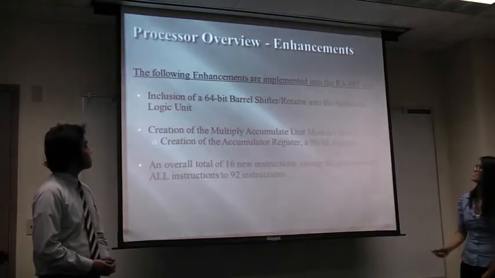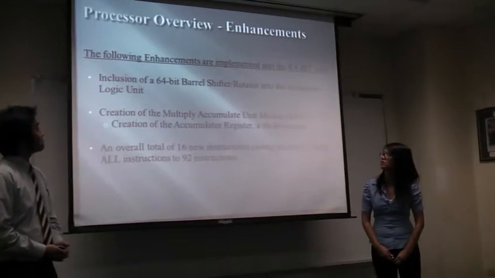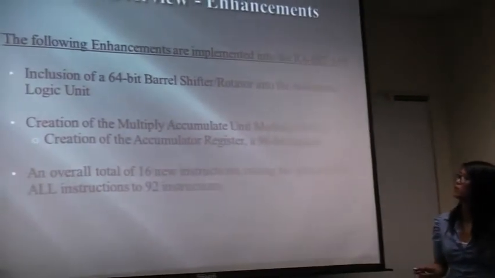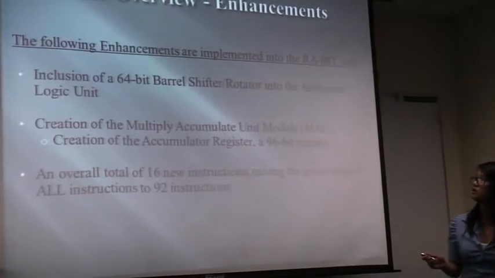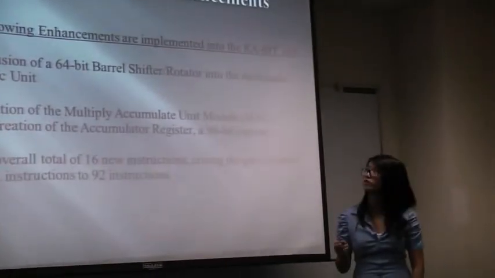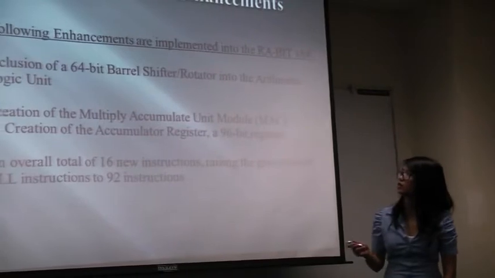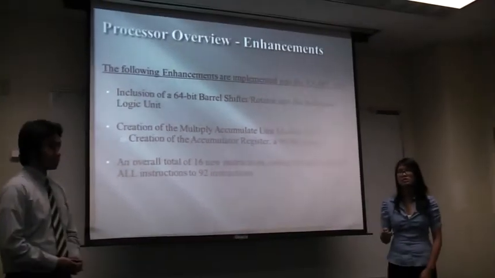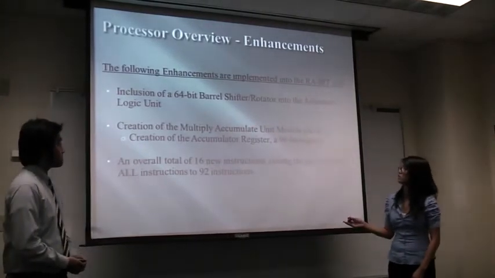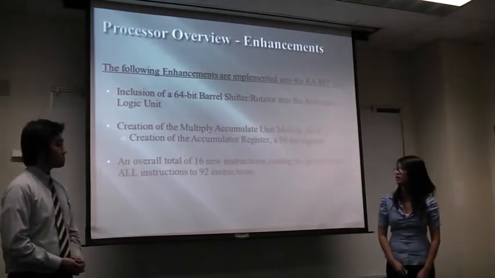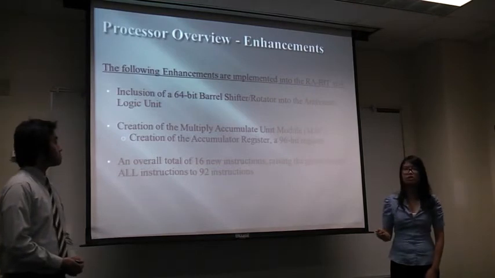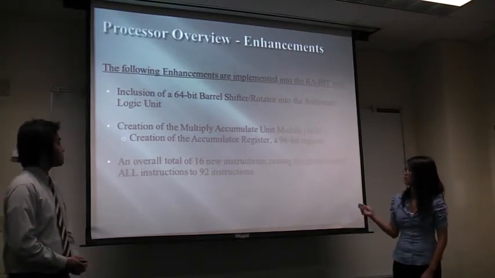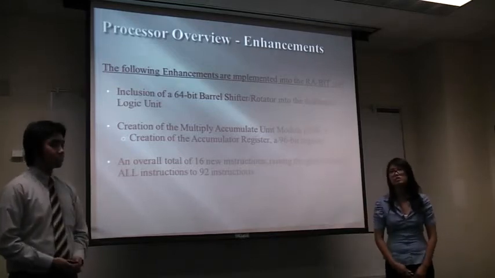Okay, so our enhancements implemented in the x64. Our two main enhancements are the barrel shifter slash rotator, which does a shift for 64 bits, and we also created a multiply and accumulate unit. And within that, we have an accumulator register that is 96 bits wide, and the reasoning for that we'll explain in a little bit. So we added a few more instructions with these enhancements, 16 new instructions. And so our grand total is now 92 total instructions.